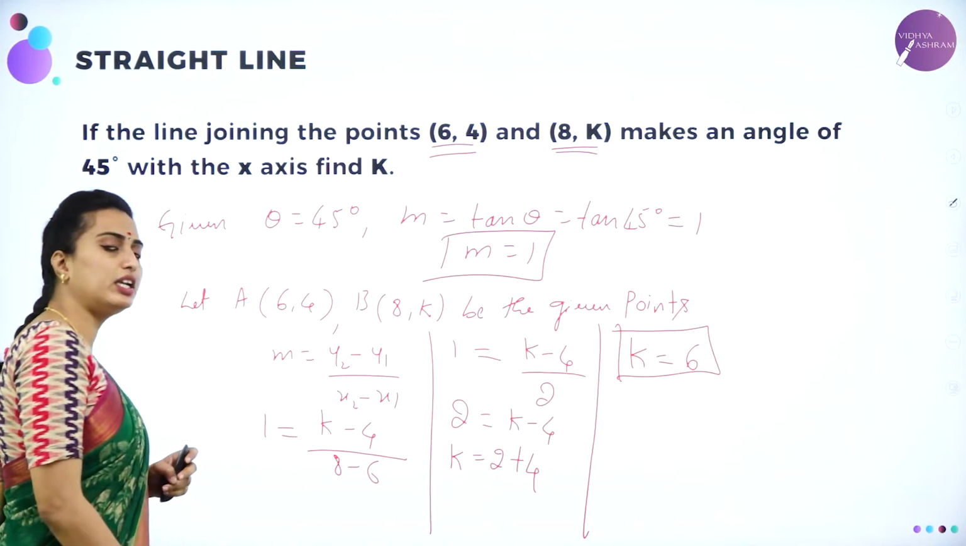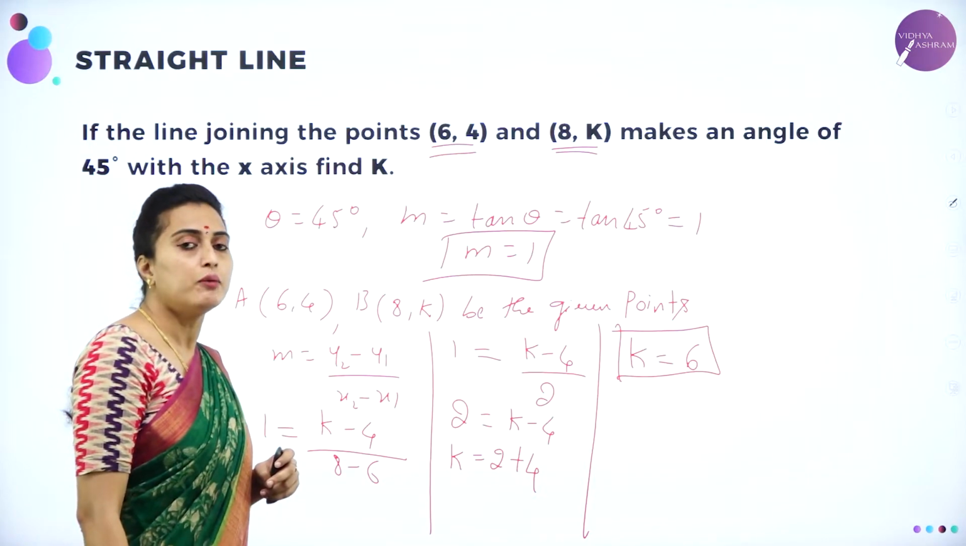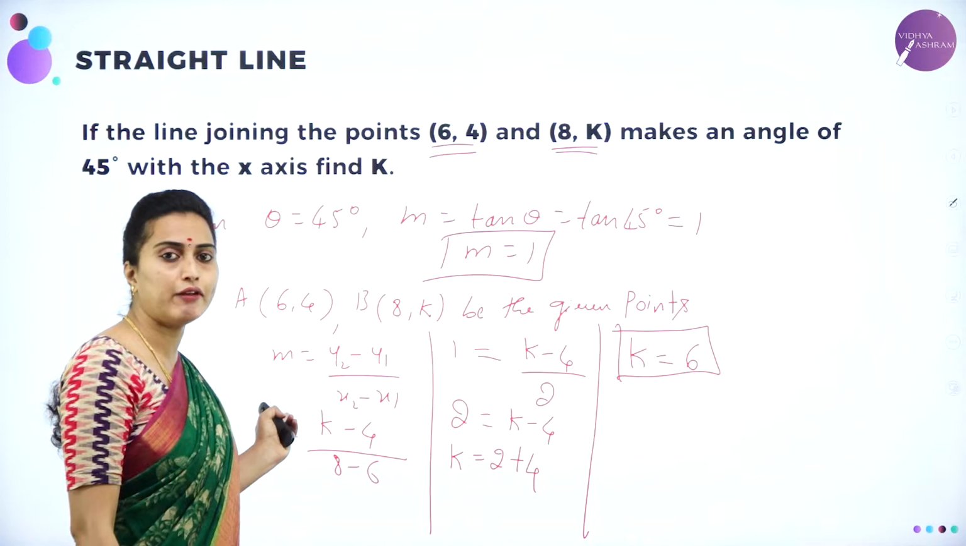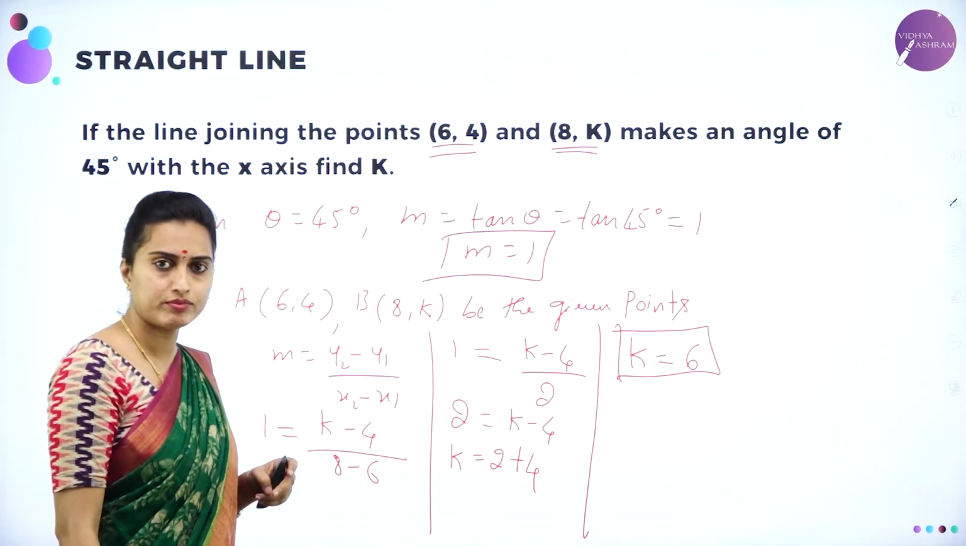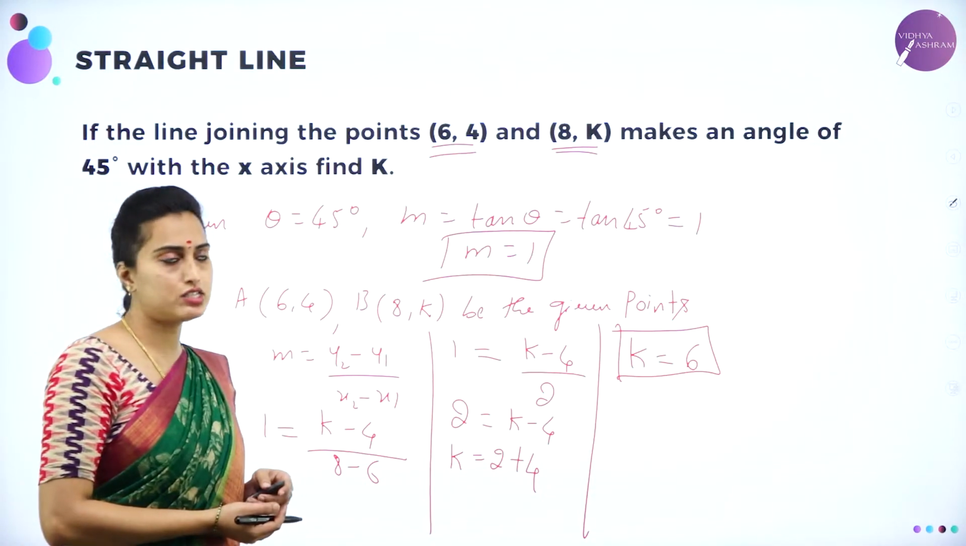Now, by the given condition of the theta inclination, we have found out m, and then by the given points of the line joining those 2 points, we have found out again y2 minus y1. Substituting the m, we got the value of k. I hope you got this one also. We'll move on to the next problem.